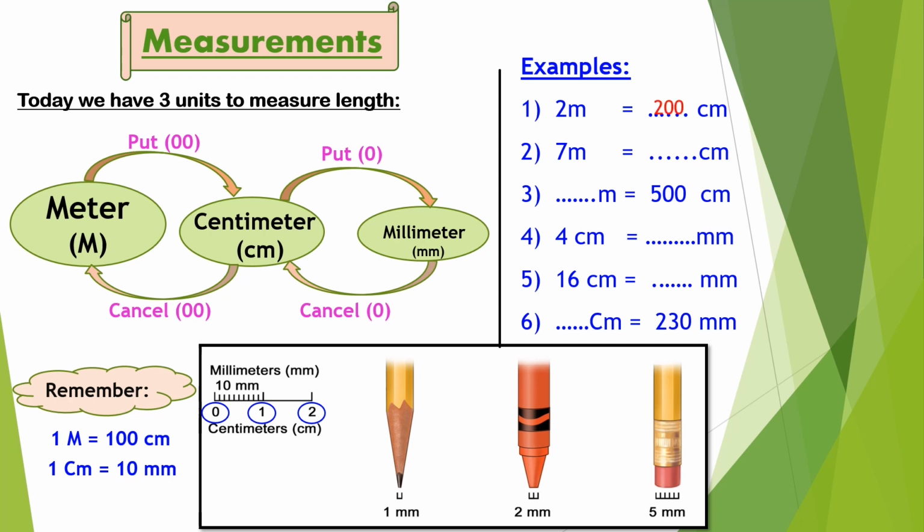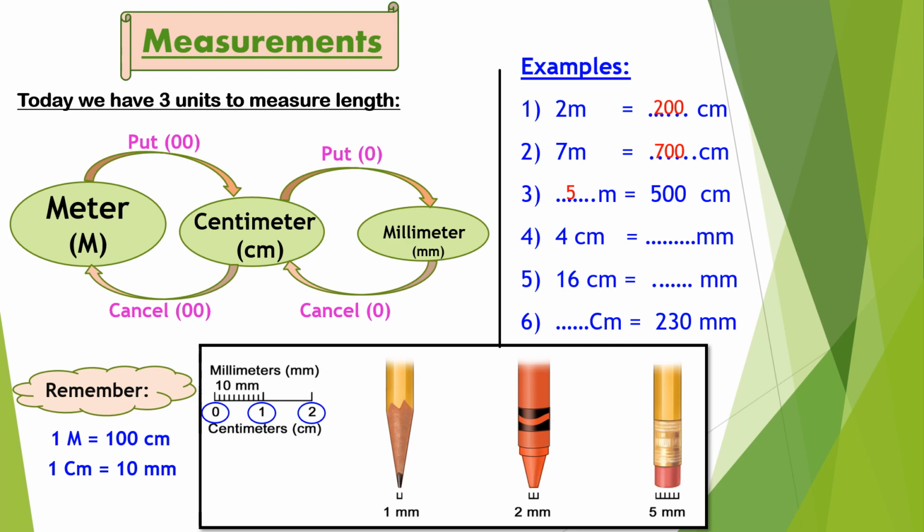7 meters, 700 centimeters. If we want to convert in the opposite direction, we have 500 centimeter and we want to convert to millimeter. From the smallest unit to the greatest unit, we will cancel 2 zeros. So it will be 5 meter.